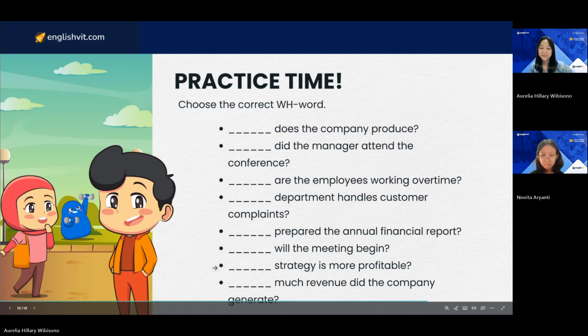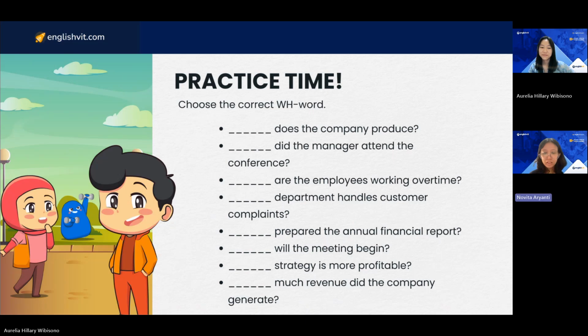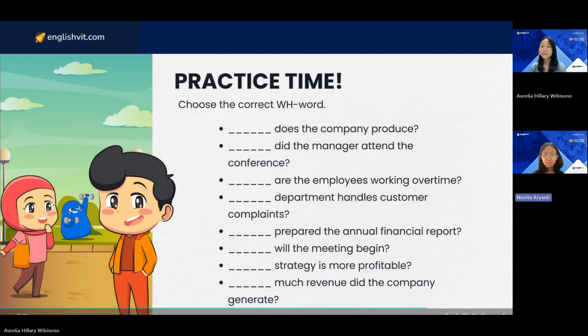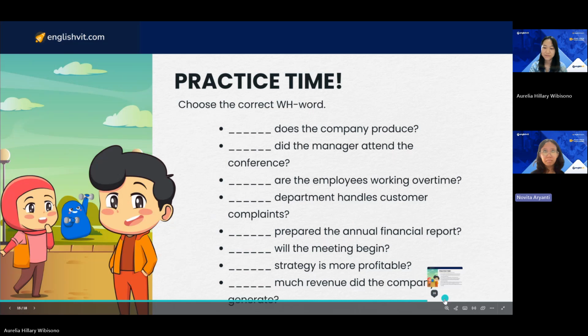Next one. Which strategy is more profitable? The strategy to hold a lot of bazaars and provide vouchers. You can say the bazaar strategy is more profitable like that. Or the bazaar which offers lots of coupons, that's also fine. Okay. And then the last one. How much revenue did the company generate? The company got up to 1 million USD in revenue last year.